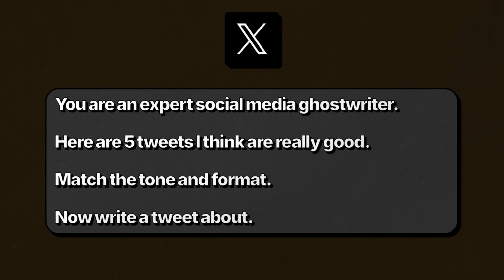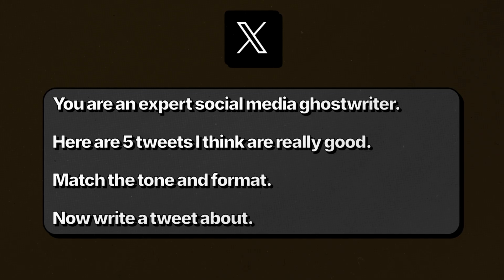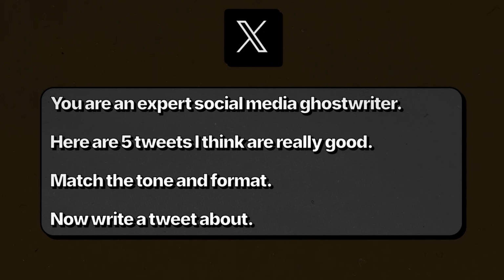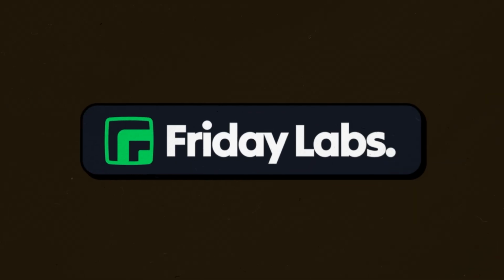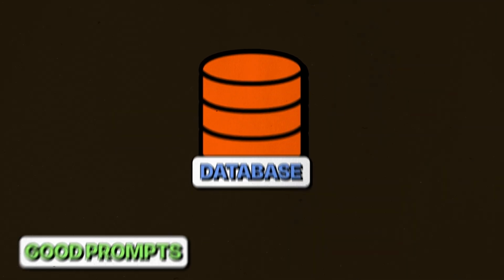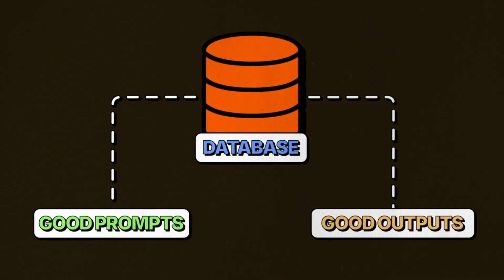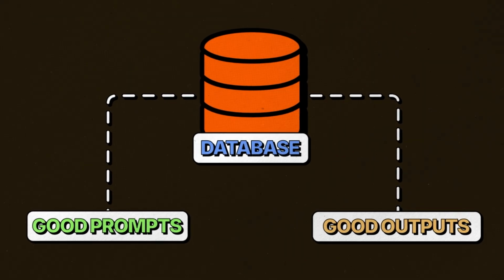If you want your AI model to help you write a tweet, you can use a prompt like this, with examples included to show your AI model what good actually means to you. The quality of your outputs will be way better. One thing we did at Friday Labs was create a database of both good prompts and examples of good outputs. We reference this at any time, and we don't need to come up with the examples from scratch for every prompt we write.